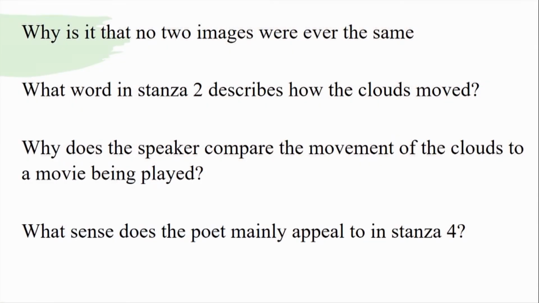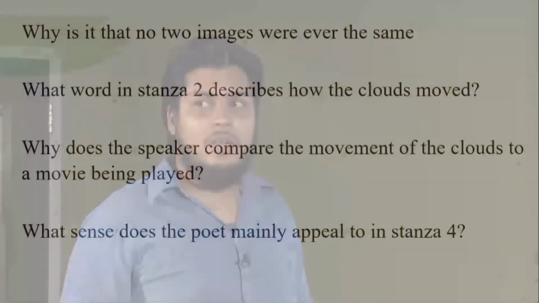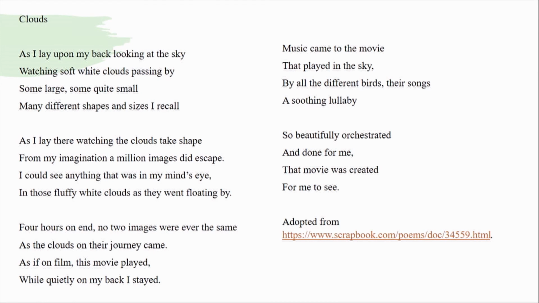So let's move on. Why is it that no two images were ever the same? And we just spoke about that. It's simply because the clouds are moving, as well as his imagination is continuously working. What word in stanza 2 describes how the clouds moved? And that's an easy one.